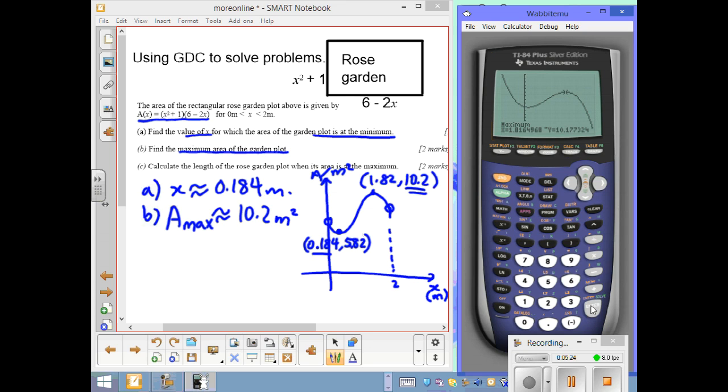Next, C. Calculate the length of the rose garden when the area is at the maximum. So x here is roughly 1.82 meters to 3 SF. So that's it. You can see this question is relatively easy to do. All you need to do is type everything into a calculator, sketch an appropriate graph, and label it accordingly, and then pick the answer for your question.